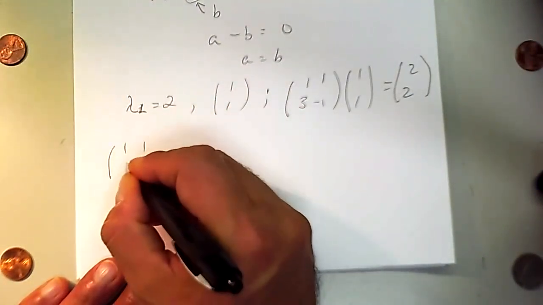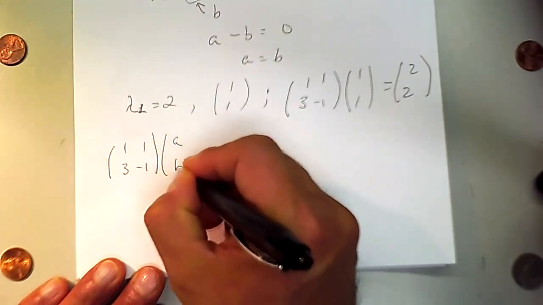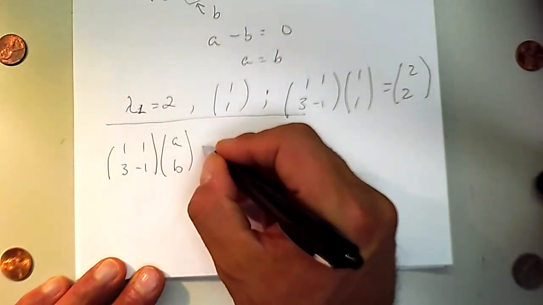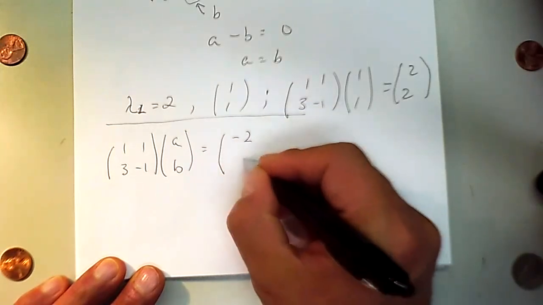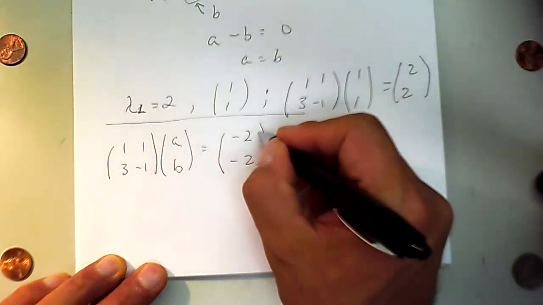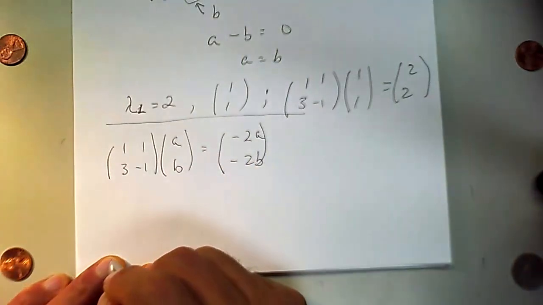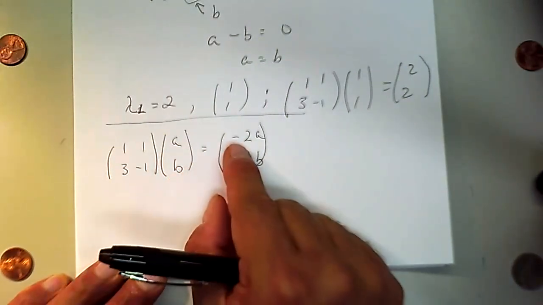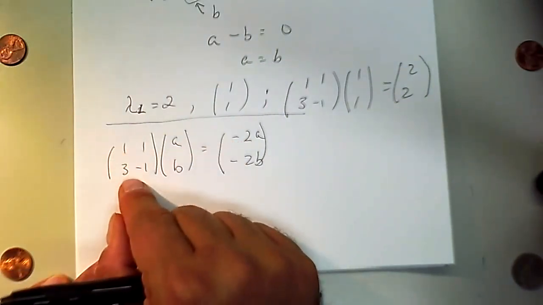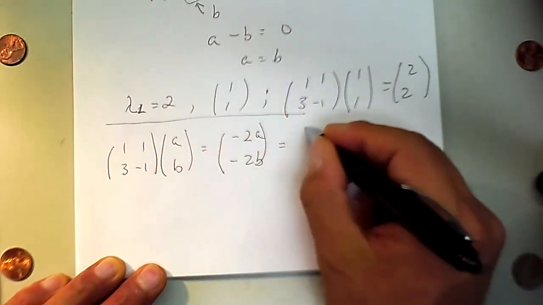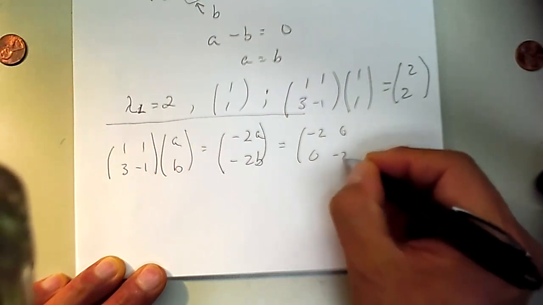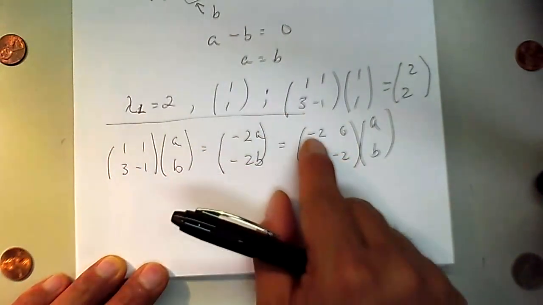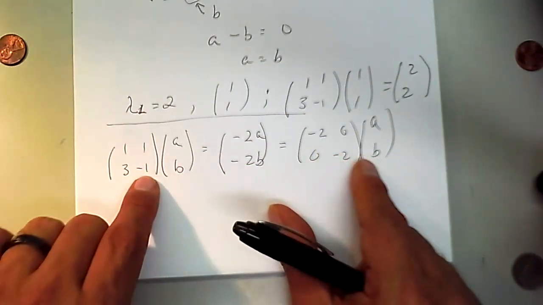So 1, 1, 3, -1 multiplied with A, B. This is a new thing. We're still within the same example, but it is a new eigenvector. We want this vector to be multiplied by -2 after we multiply by this matrix. And by the way, that is -2, 0, 0, -2, times A, B. There we go. And so we can subtract on both sides of the equation this whole product.